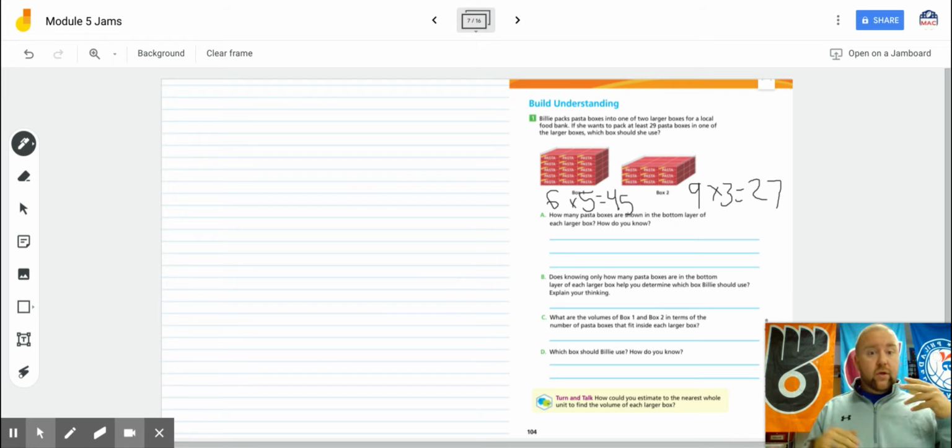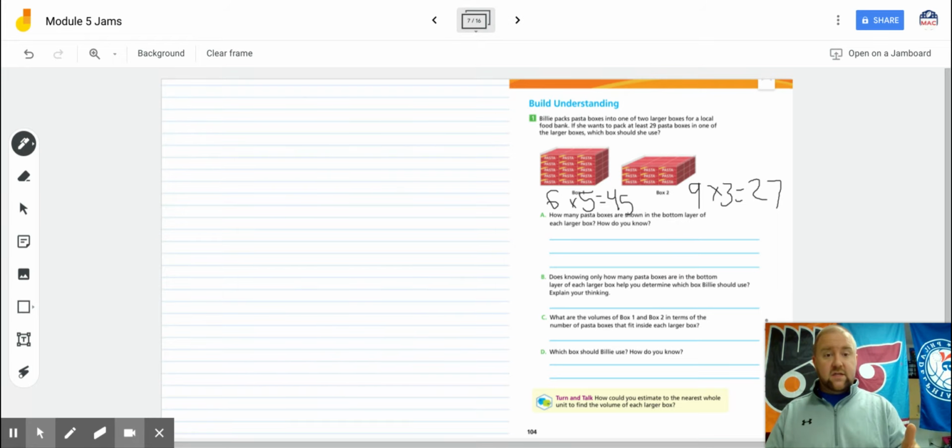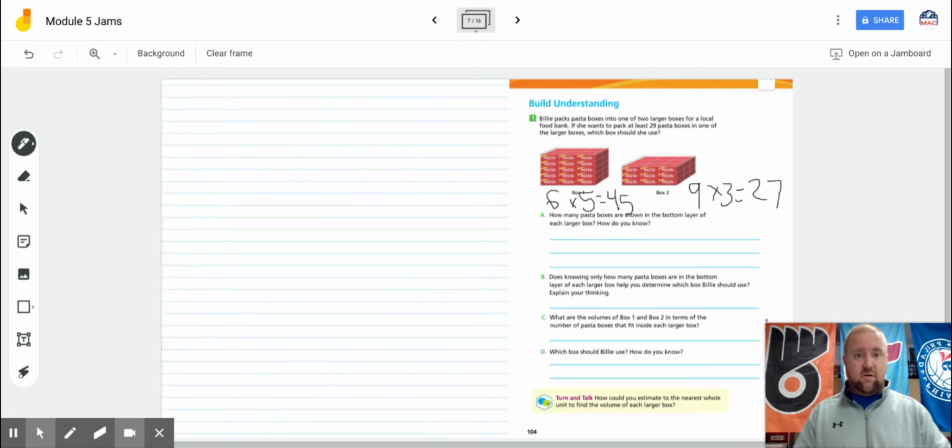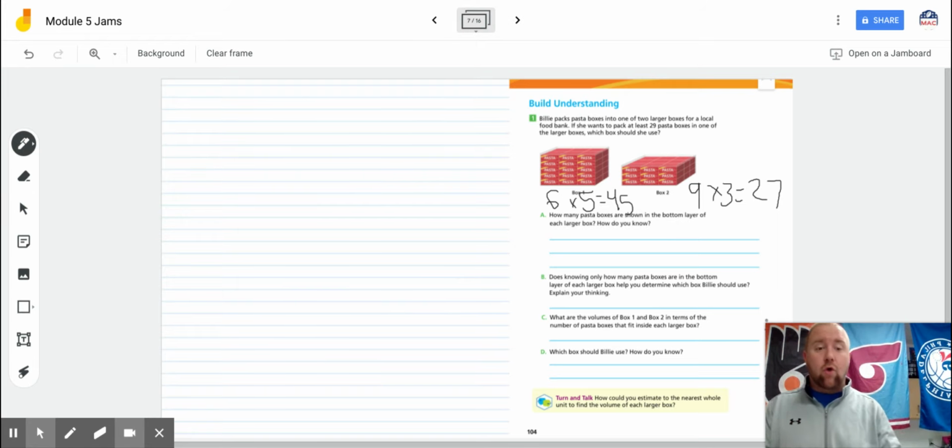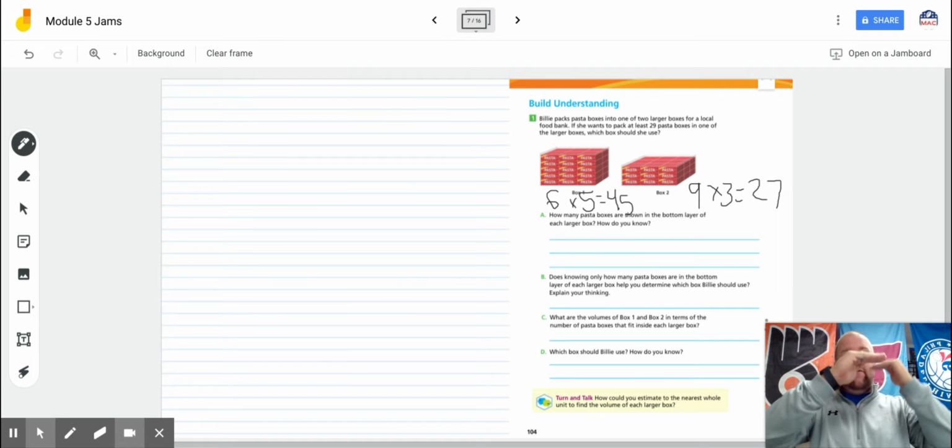are, right? If there was only 2 rows for each of these, then we could say, okay, well, now that we know the rows, we can figure out how many boxes there are. All right. But you can't just use the base to figure out the volume. You need the base and the height. How many rows are going to be stacked on top of each other?